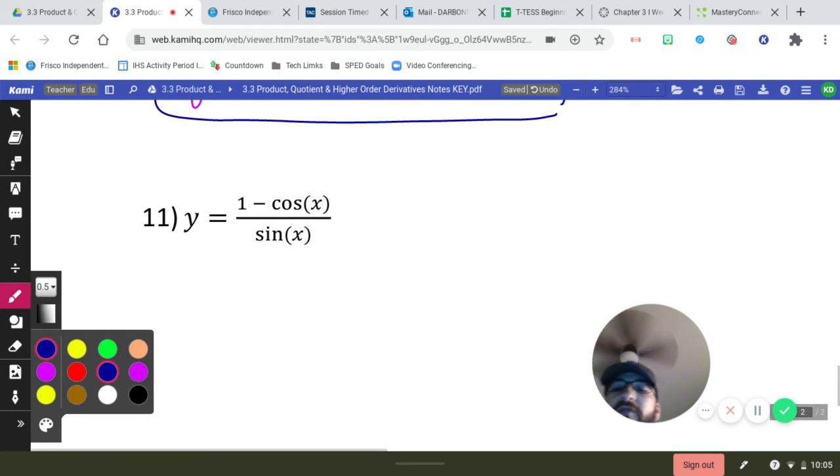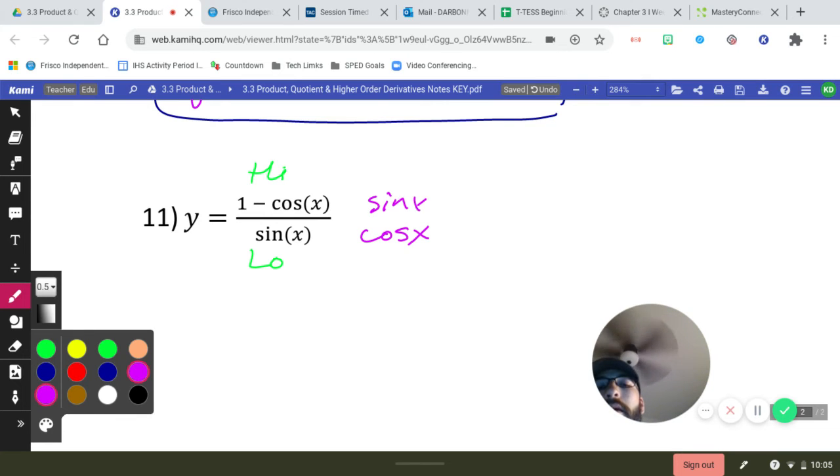All right, number 11, we have 1 minus cosine of x over sine of x. So this is a quotient rule because we're dealing with the quotient. So we have our low function and our high function. So derivative of low, sine of x, is cosine of x. Derivative of high, 1 becomes 0. Negative cosine of x becomes positive sine. And then we can cross multiply, boom, boom.